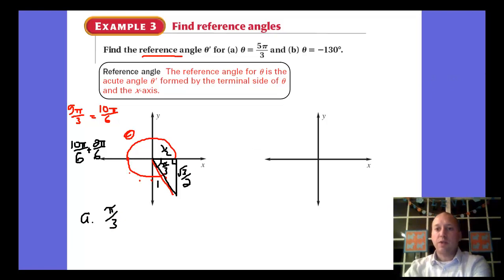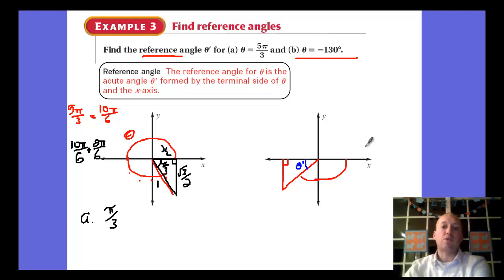For negative 130, so let's draw what that is. Negative 90 is here. Negative 180 is here, so how far past it is it? It's about 40 degrees past this. So about here. So that's negative 140. So if I draw my triangle, here's my triangle. The reference angle is the portion from my terminal side back to the x-axis. Just this blue angle is actually the reference angle, which sometimes is called theta prime.